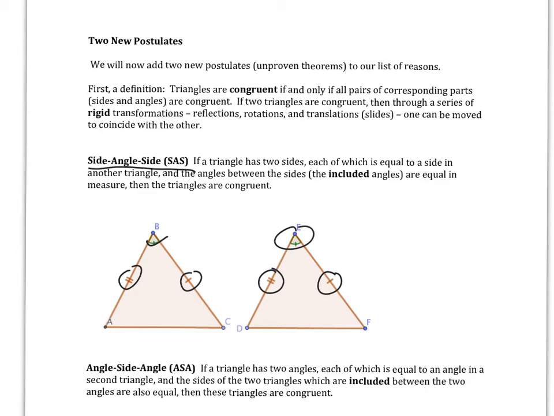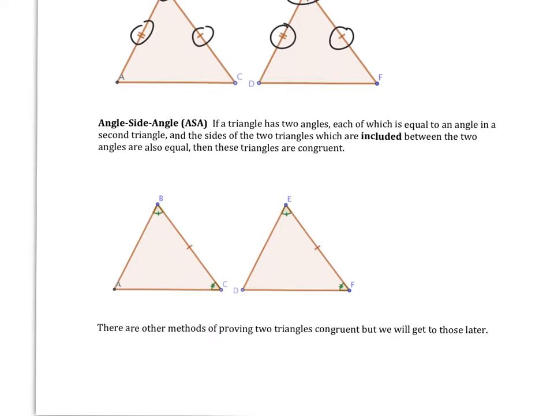And then we also have ASA, where we have a pair of congruent angles in the two triangles. Again, the tick marks tell us they're congruent. We have a second pair of congruent angles, and the side connecting the two angles in the two triangles is congruent. So that gives us ASA congruence.